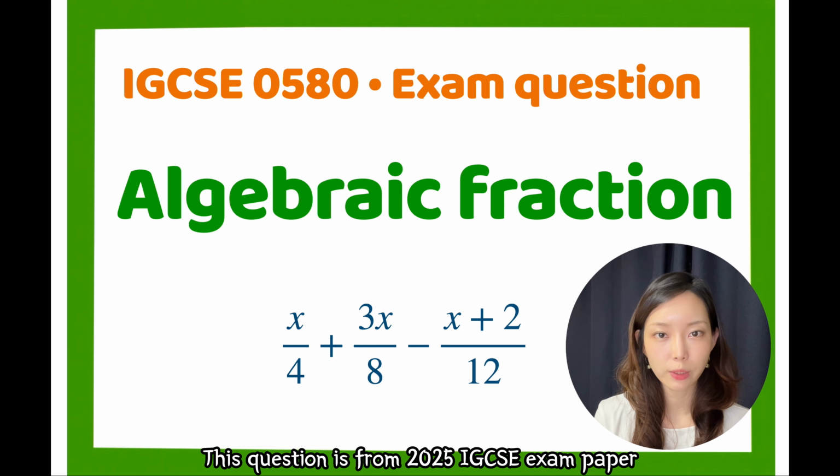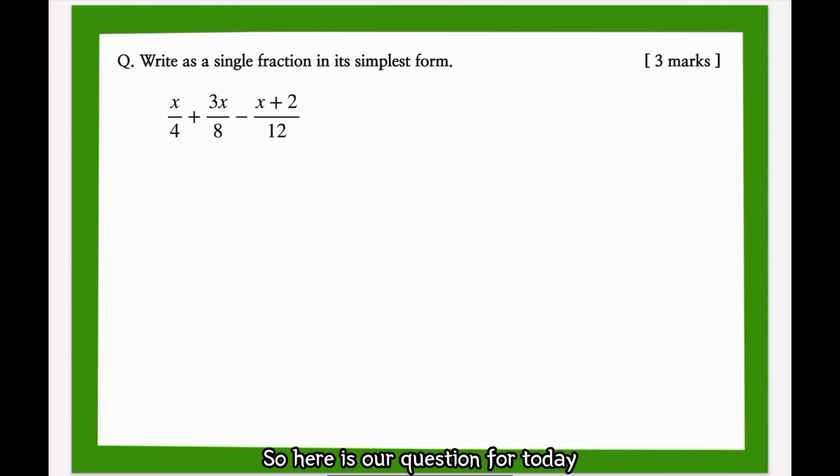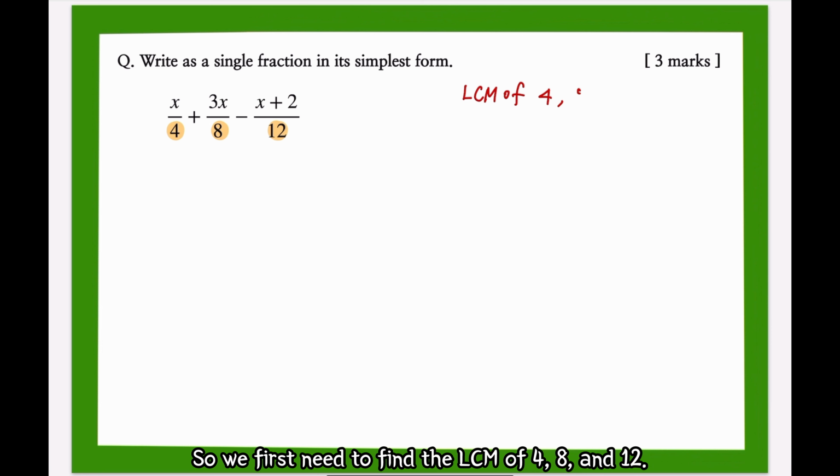This question is from the 2025 IGCSE exam paper. So here is our question for today. This is a 3-mark GCSE exam question. And if you look at the denominators, they are all different. So we first need to find the LCM of 4, 8, and 12.